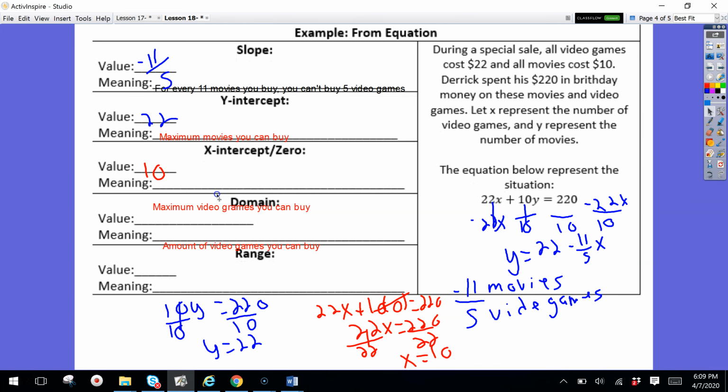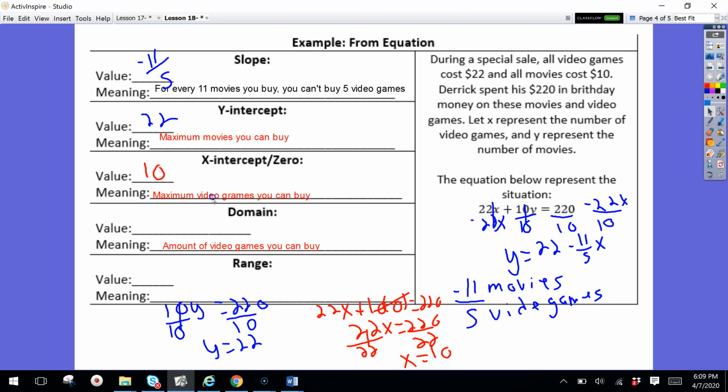And so since my x's is the amount of video games I can buy, well, what's the least amount of video games you can buy? Well, you can buy none. Or, well, the maximum video games you can buy is 10. So I would go ahead and put, let's just put x, since we're using x in the equation, 10.